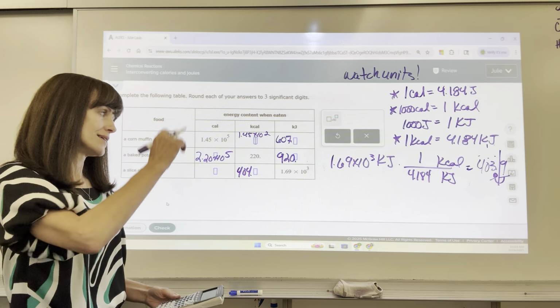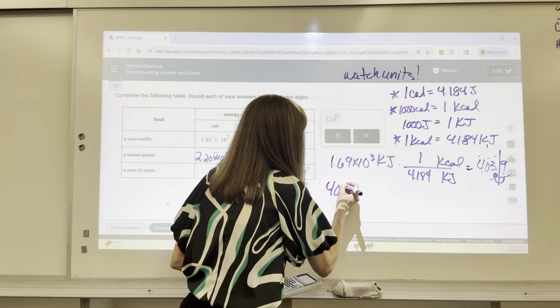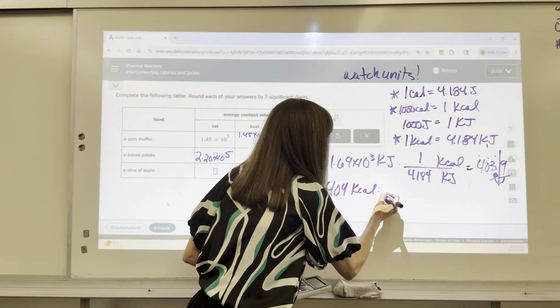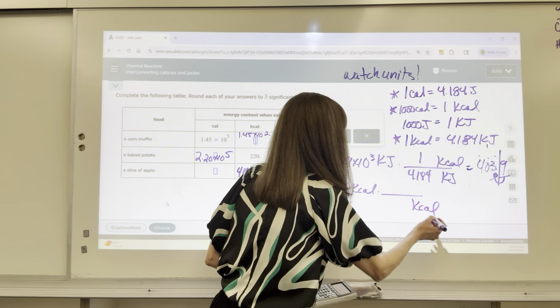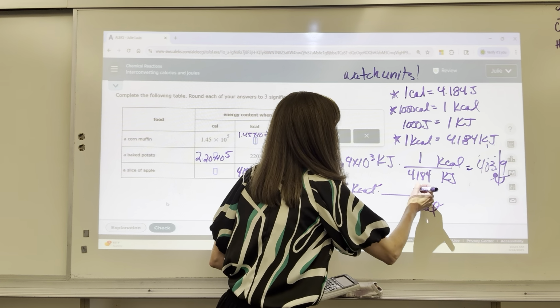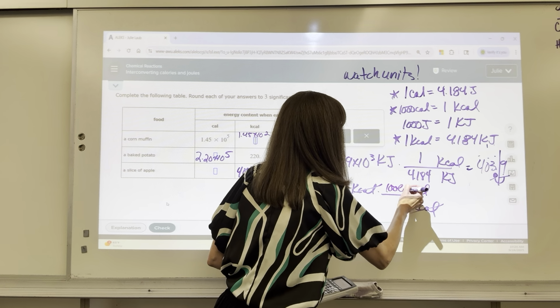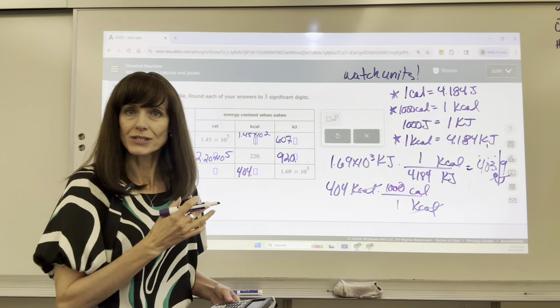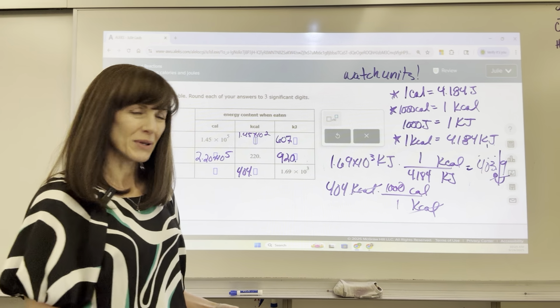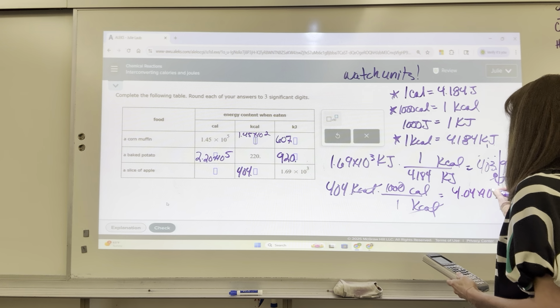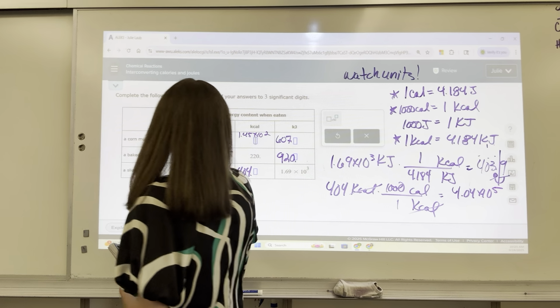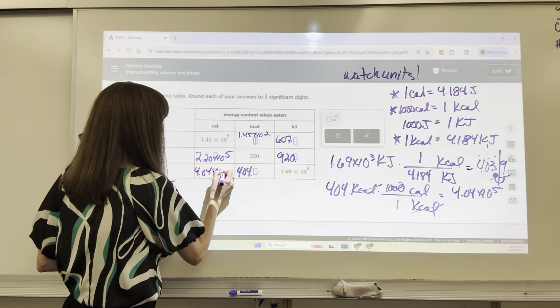Very good. Now let's take it one more step. 404 kilocalories. I want to get rid of kilocalories. Goes in the denominator, so that cancels, right? That will cancel. I want calories. There are 1,000 calories in 1 kilocalorie. Just attach the numbers, multiply, and we are going to get 4.04 times 10 to the 5.